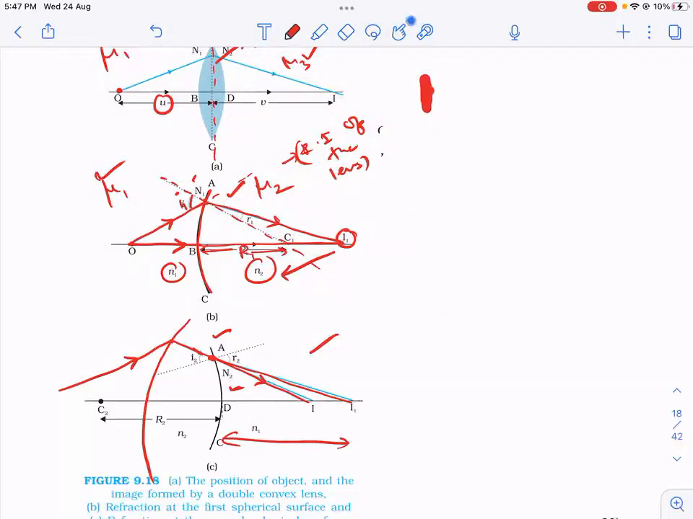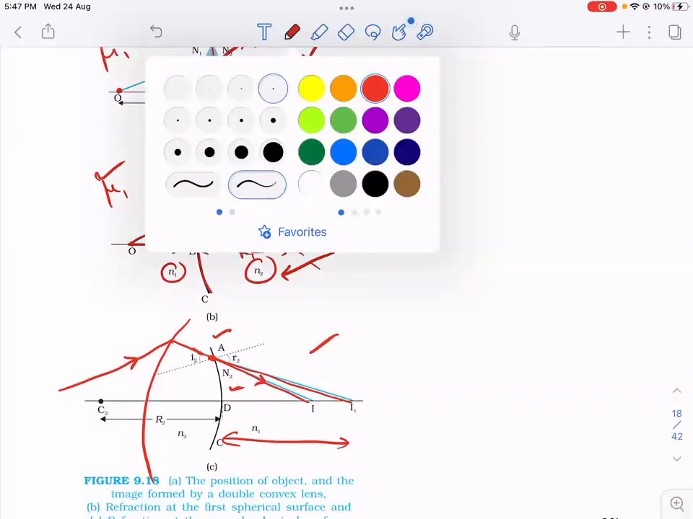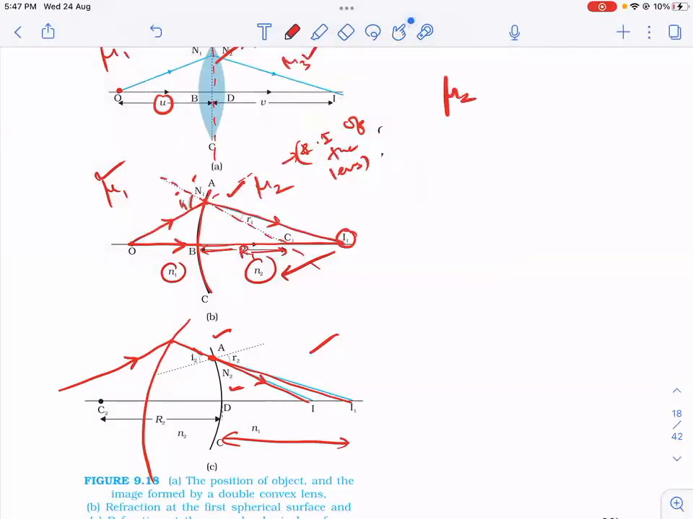For the first surface, can I say mu2 by v1 minus mu1 by u is equal to mu2 minus mu1 divided by r1? Is there any doubt? Observe the expression and let me know. mu2 by v1 minus mu1 by u is equal to mu2 minus mu1 divided by r1. Similarly, for the second surface.